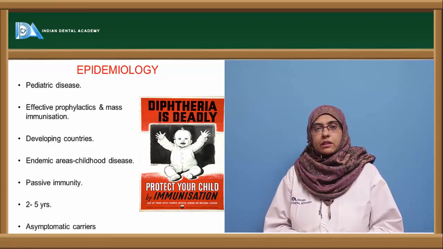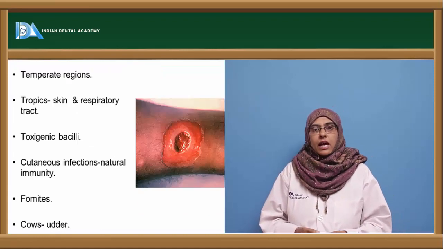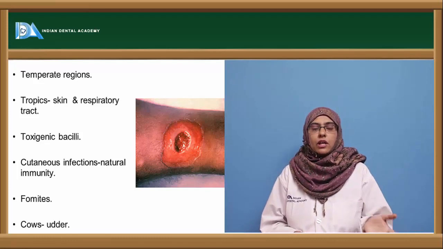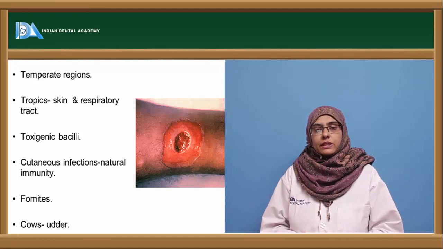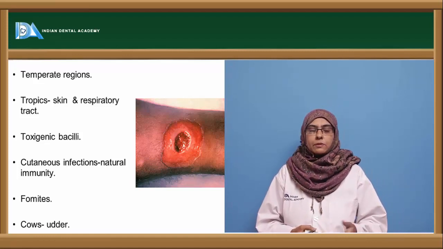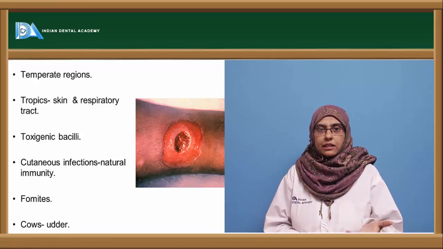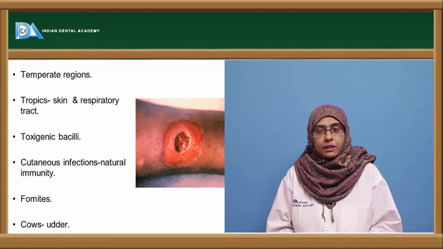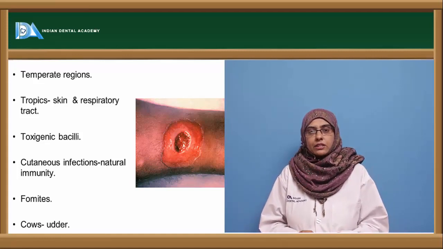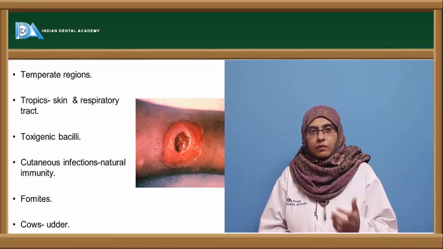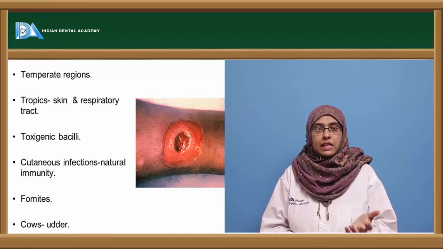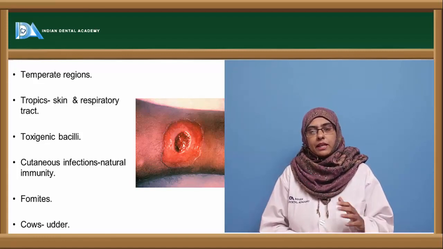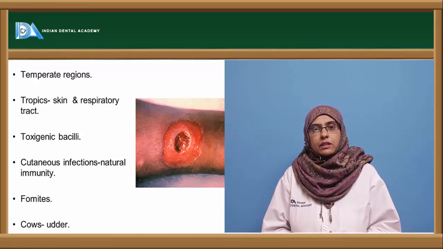They carry the organism in the nasopharynx or the mouth or the throat. In the temperate regions the asymptomatic carriers can carry it in the nose or the nasal passages, and in the tropics it is mostly a disease of the skin and the respiratory tract rather than the mouth infections. The toxinogenic bacteria can survive in the skin for a longer period of time and are mostly involved in natural immunity, but they cannot provide immunity towards the different strains, and they are mostly involved in the extrafacial infections.